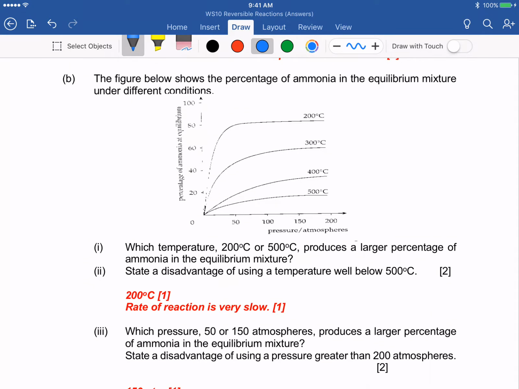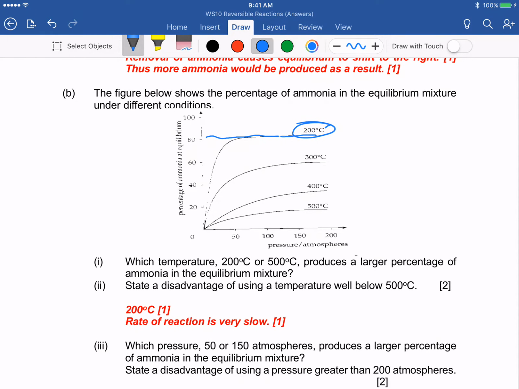B. The figure below shows the percentage of ammonia in the equilibrium mixture under different conditions. Wow, this graph, so beautiful, right? A bit hard to see, but it just says percentage of ammonia at equilibrium. So it's in percentage from 0 to 100. Which temperature produces a larger percentage of ammonia in the equilibrium mixture? It should be the one that's closer towards 100, so it's 200 degrees Celsius. So answer for part 1 is 200 degrees Celsius.